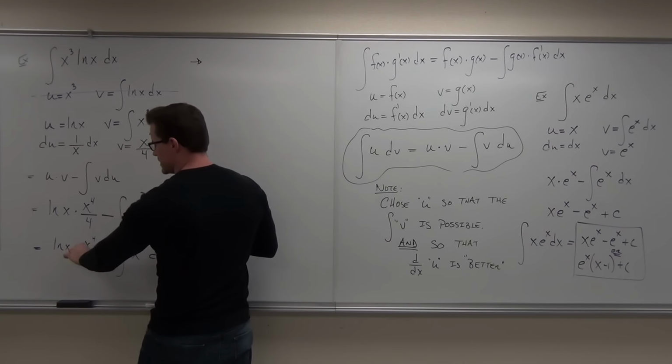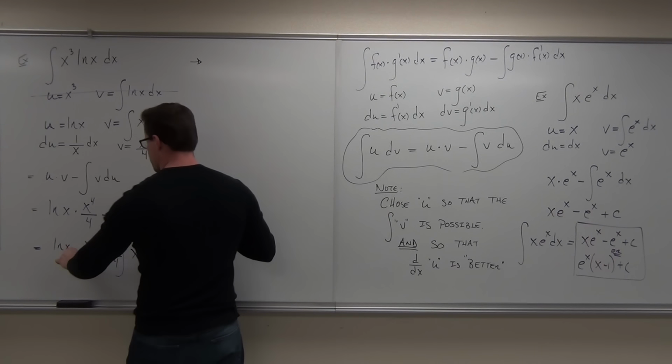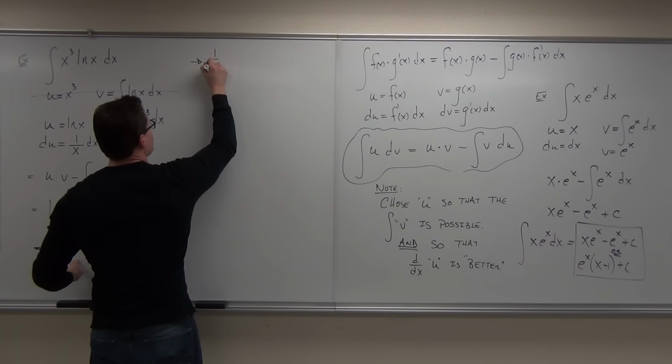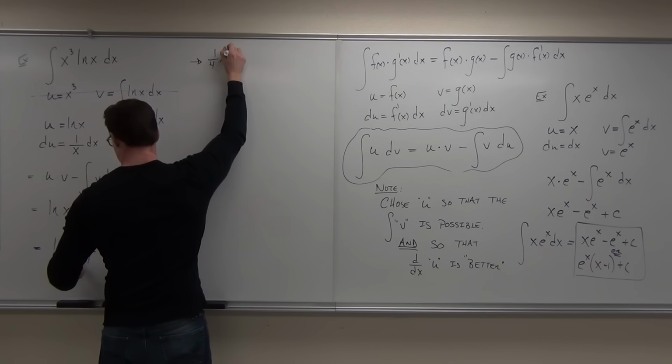This one I'm going to write a little bit different because I don't like having my ln x first. So I'm going to write 1/4 x to the fourth ln x. Y'all okay that that's the same thing? 1/4 x to the fourth ln x minus 1/4. Hey, look at that. Now we can do an integral of something that's really easy. What's the integral of x to the third? 1/4. In fact, we already did it. Yeah, I think 1/4.